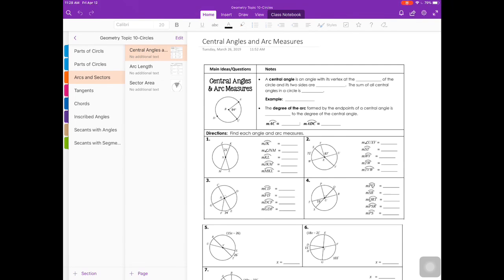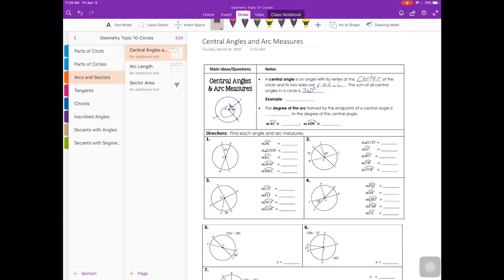Now you should remember from your dictionary that a central angle is an angle with a vertex at the center of the circle. Both of its sides are radii, and the sum of all the central angles in a circle is 360 degrees. So as we go around a circle, all of those together are 360 degrees.